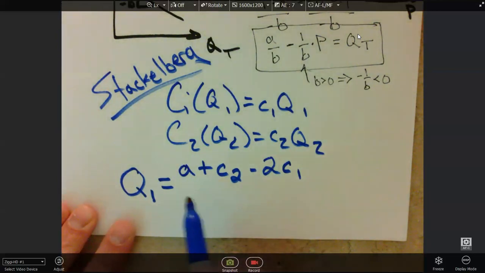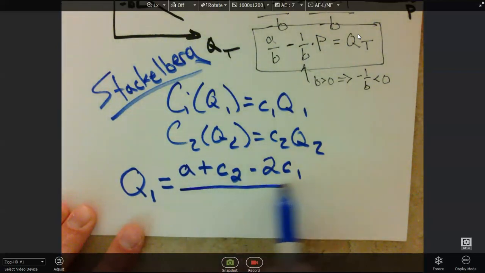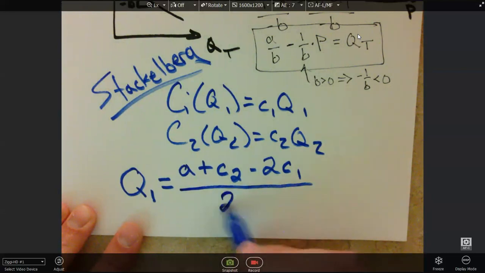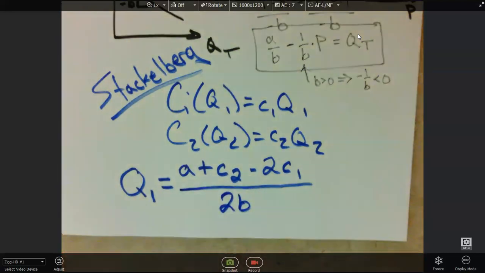So it's going to be A plus C2 minus 2C1 all over 2B. So this is our algebraic shortcut for figuring out leader 1's output. I will record a longer video and put it online for the 3 of you that care for the calculus solution to it. But we don't have enough class time. So this is what most of you care about.